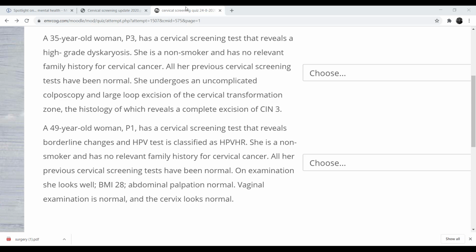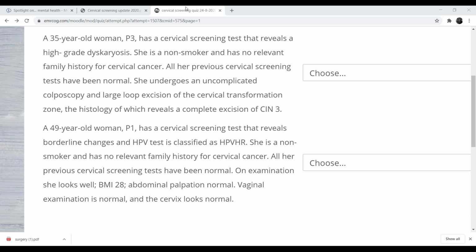No follow-up? She has been treated, and no repeat excision. Test of cure, in 6 months, ma'am. Test of cure after 6 months. If negative, recall in 36 months. If positive, colposcopy. Yes, excellent.